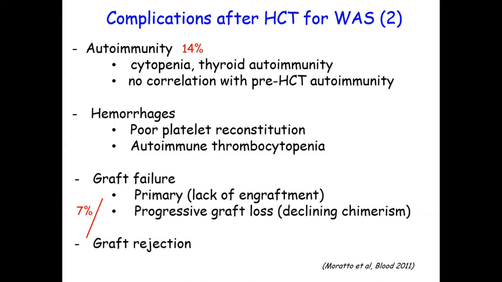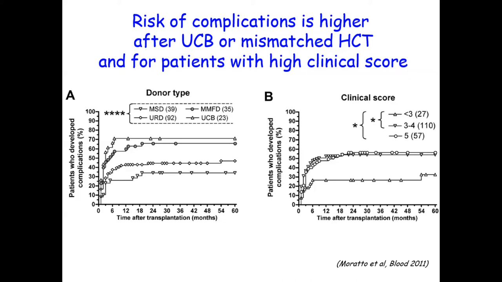Graft failure, either primary lack of engraftment or graft rejection, 7% of the cases. There are also cases of declining chimerism, where you start with a good engraftment of the cells from the donor, and then those progressively drop in terms of percentage. What does that mean? What is the implication? Well, first of all, let me summarize here that patients who receive cord blood transplantation, patients who receive mismatch transplantation, although things are improving even here, and patients with a high clinical score at the time of transplantation, these are three situations where the risk of having complications is actually higher.